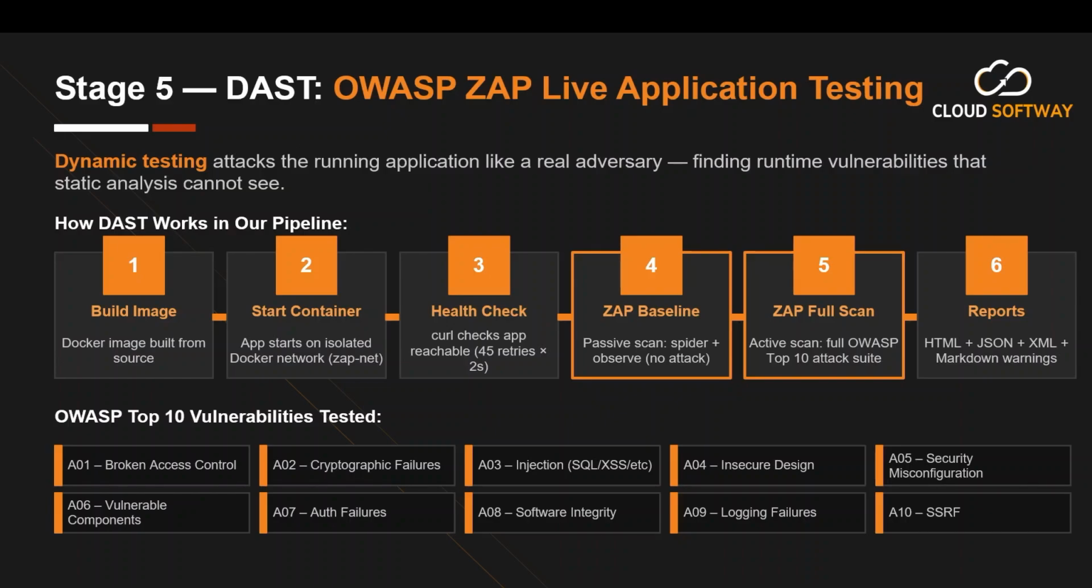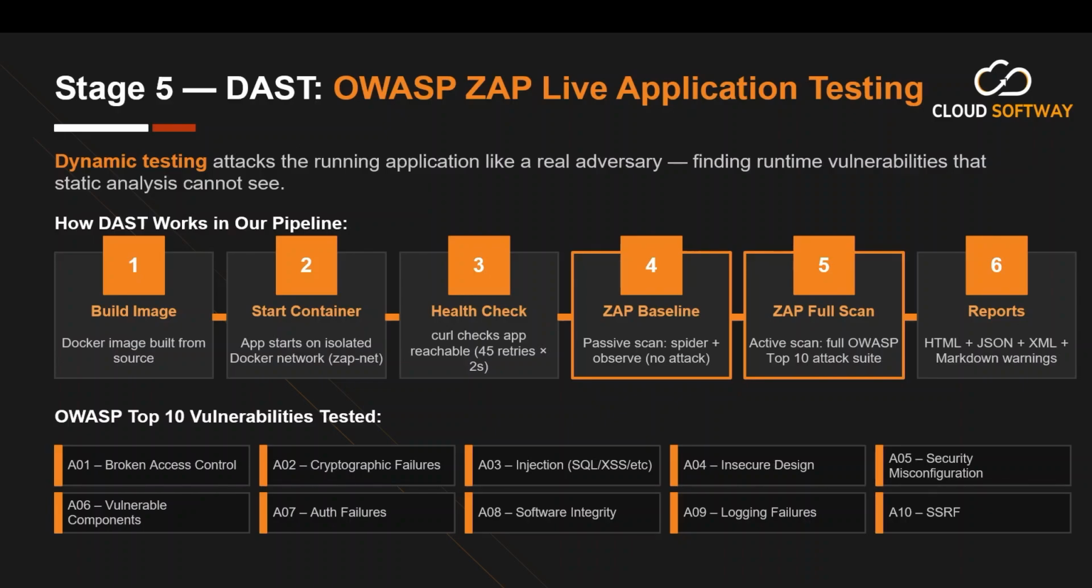This particular stage deals with the application as it's running, exactly like a real attacker or a hacker would, trying to find any potential vulnerabilities within our application. This process is fully automated. Now we build the image, then we run the container on an isolated Docker network. We then make sure the application is running and reachable. But after that, we start with the initial basic scan, and then we perform a full active scan.